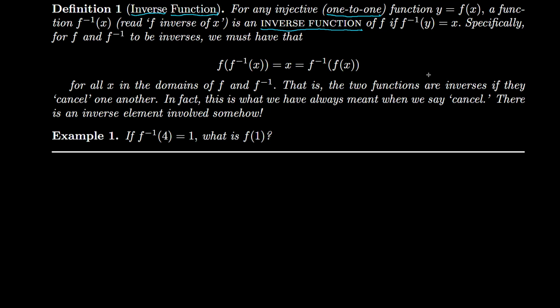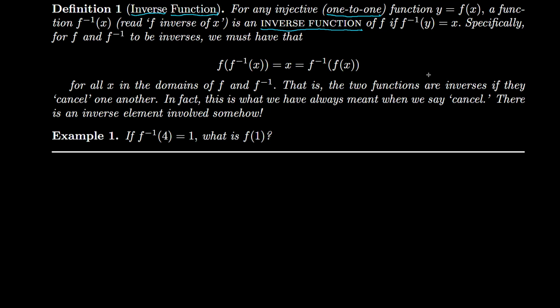That is, the two functions are inverses if they cancel one another. In fact, this is what we have always meant when we say cancel. There is an inverse element involved somehow. When we've talked about canceling numbers when adding or subtracting them, it's because you added the additive inverse. When you're canceling numbers multiplicatively, it's because you're multiplying by the multiplicative inverse. When you say that functions cancel, you're saying that there's an inverse involved. If you're canceling something, there is an inverse involved somewhere.